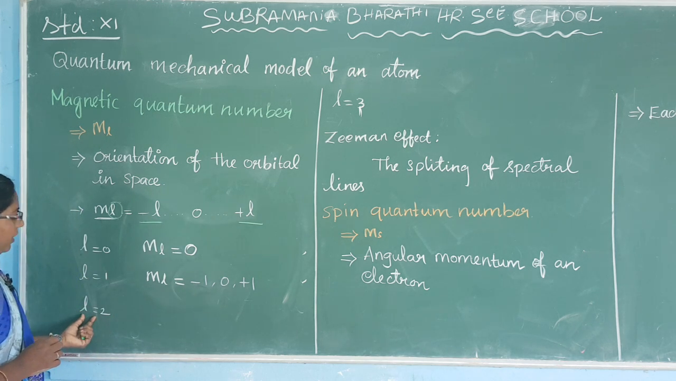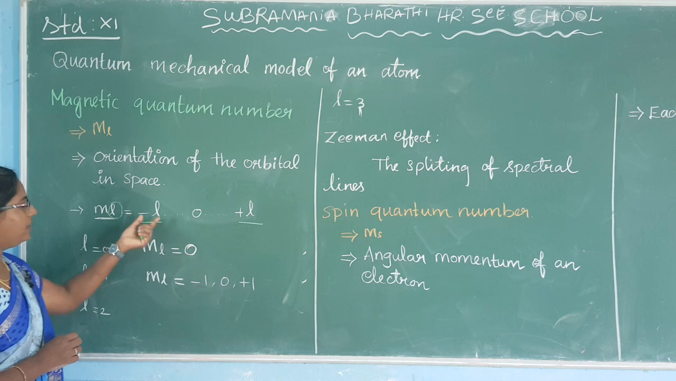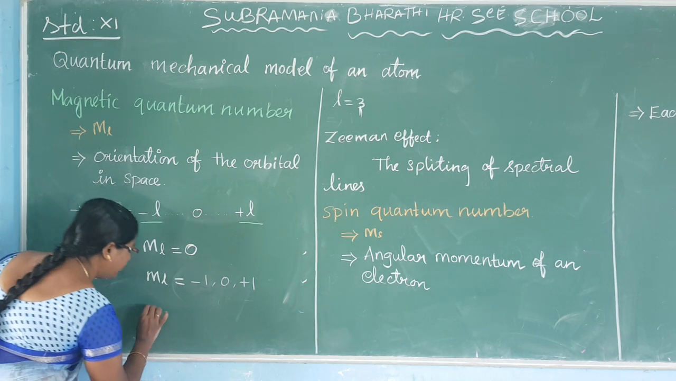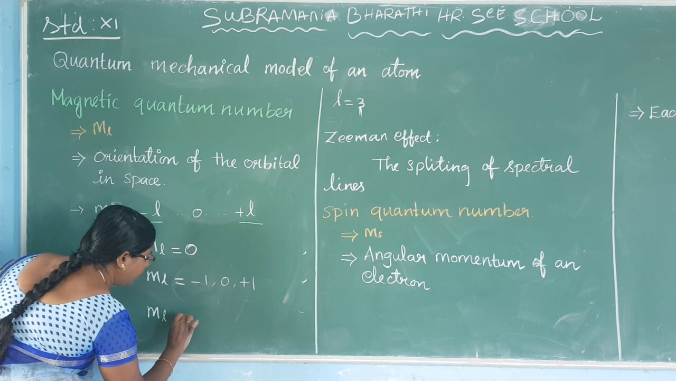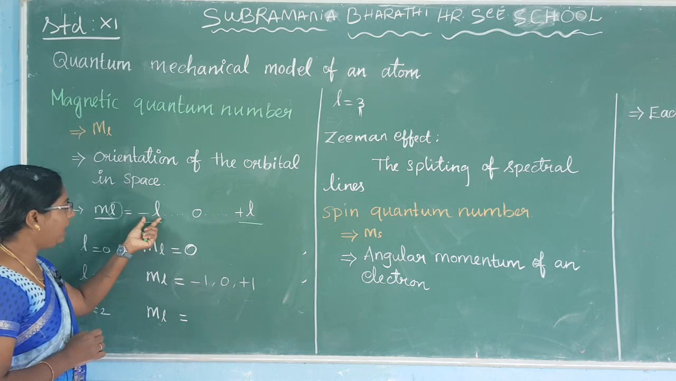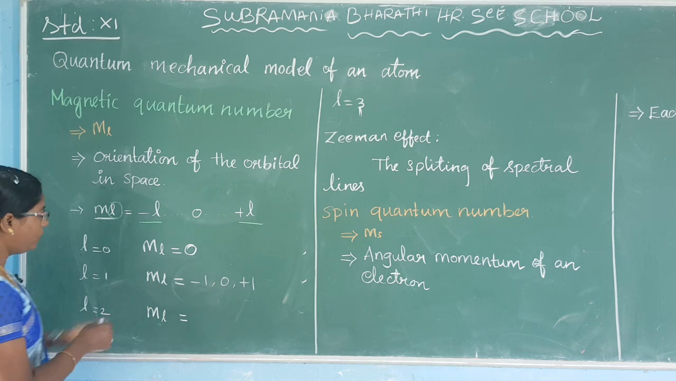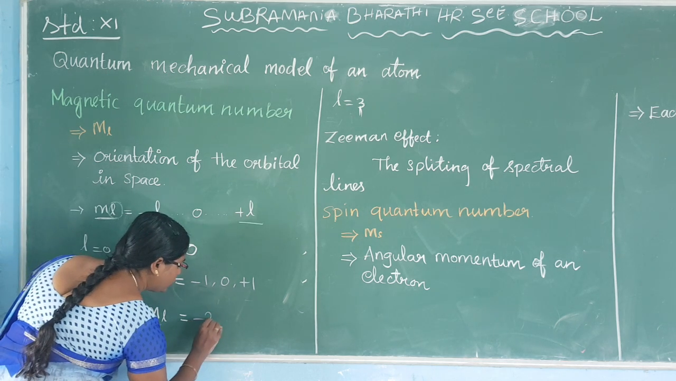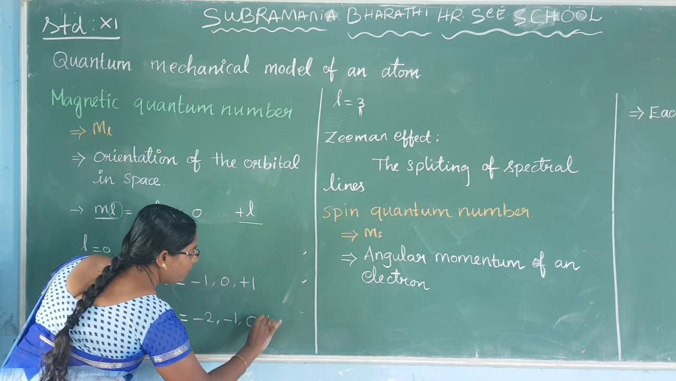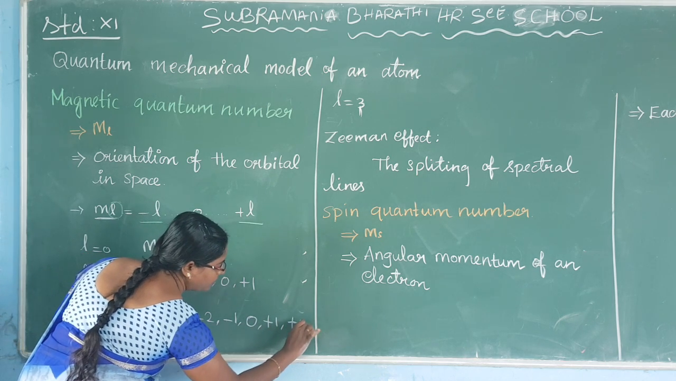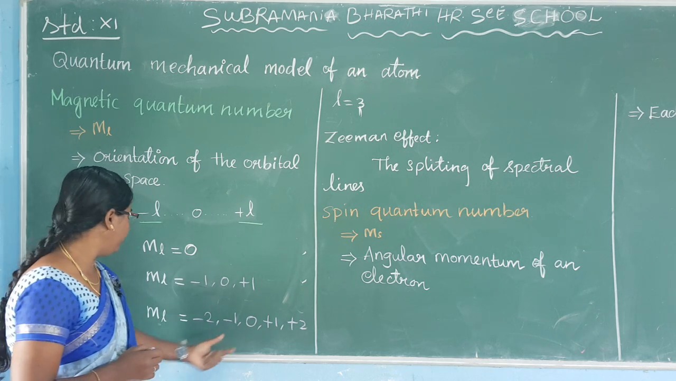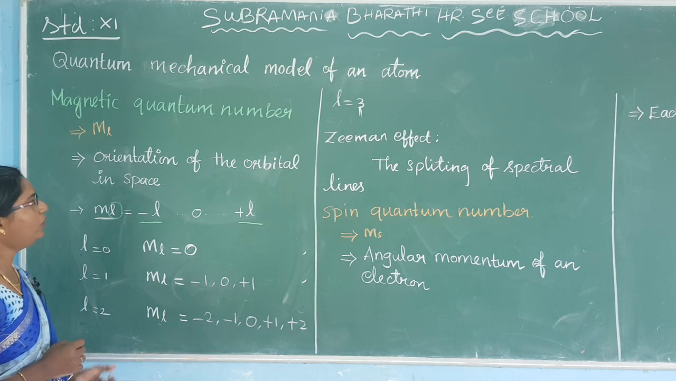Then if l is equal to 2, in the place of l I write 2. So ml is equal to minus 2, minus 1, 0, plus 1, plus 2. This is the set of magnetic quantum number values for l equal to 2.